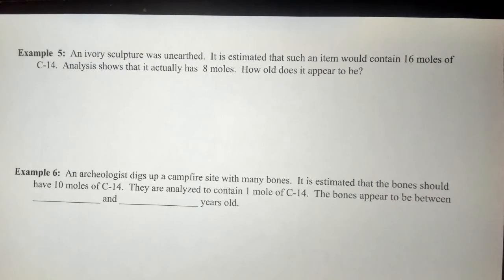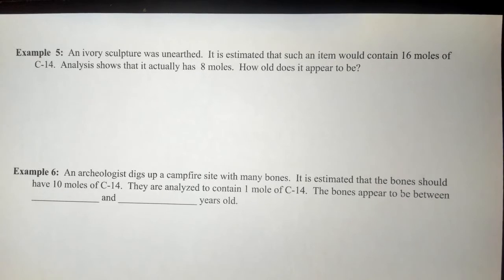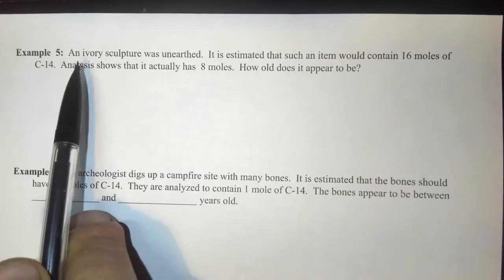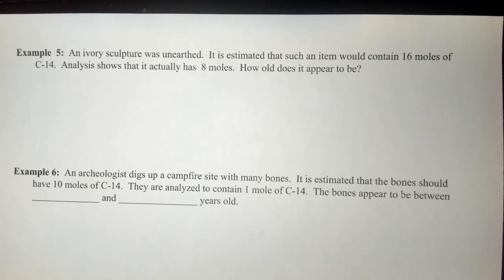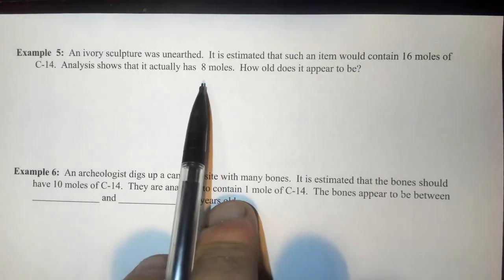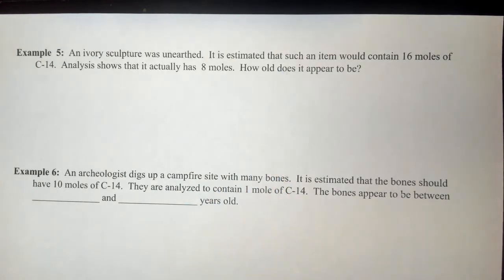Okay, so let's look at example 5 with this. An ivory sculpture is unearthed. Now ivory, that's made from tusks. So it's made from animals, and so it can be dated with carbon-14 because the animals at some point were taking in that material with their eating of food. Anyway, it's estimated that such an item would contain 16 moles of carbon-14. Remember, a mole is a quantity like a dozen, and you learned about that in chemistry class. Analysis shows that it actually only has 8 moles currently. How old does this appear to be?